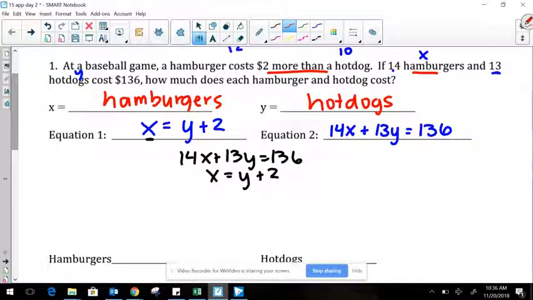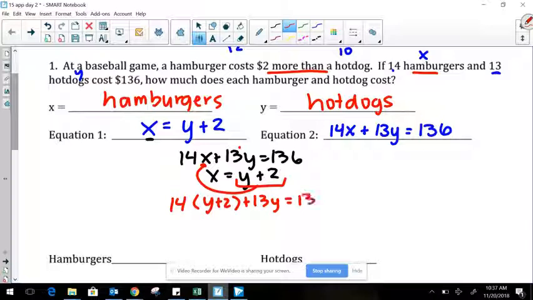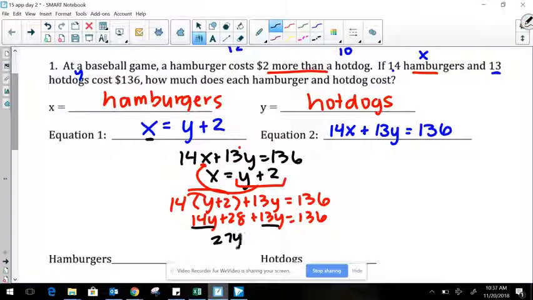Okay, so I'm taking this Y plus 2 and I'm plugging it in here for X. So I'm substituting it in. So 14 times (Y plus 2) and then plus the rest here. Plus 13Y is equal to 136. Distribute. Okay, then we will combine like terms. So I have 27Y plus 28. Subtract 28.